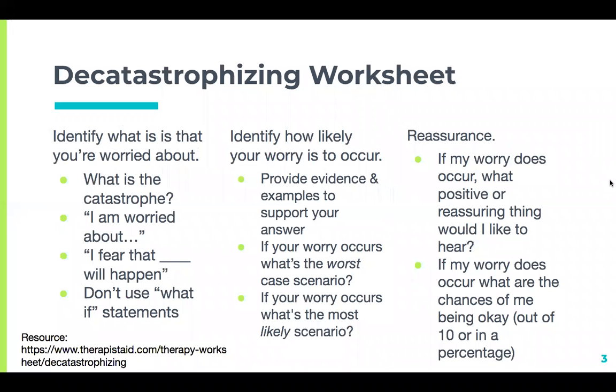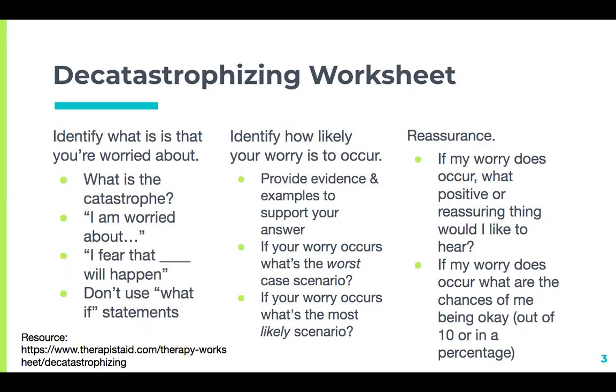So there are a couple different methods that you can use. The first one that I'll be talking about is using a decatastrophizing worksheet. So I've typed it out here, but at the bottom where it says resource, it's also a link to a free blank worksheet that you can print out or make on your own, but we'll talk about it a little bit briefly right now. So there's 3 columns or 3 sections.